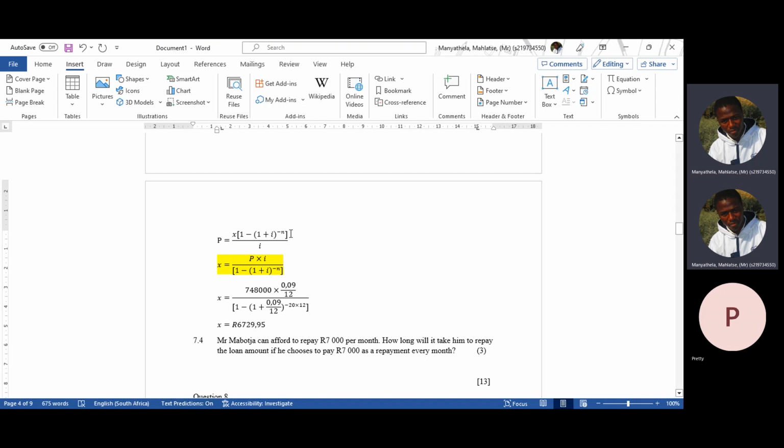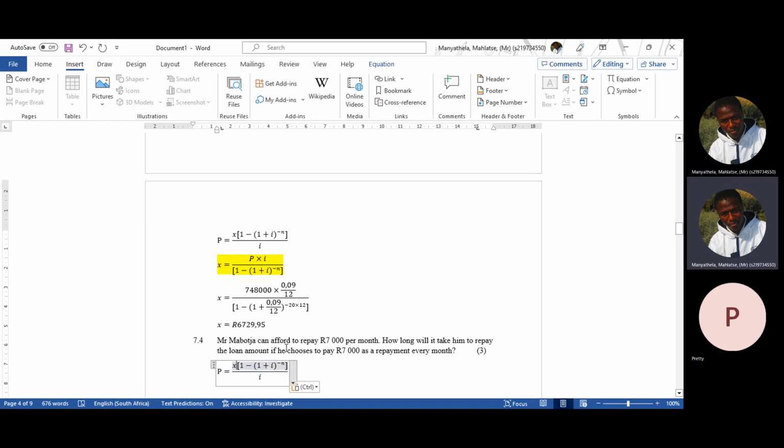Let me just copy the formula and then replace quickly. So X in this case will be our 7,000, right? We're still using the 0.09, because it's 9% compounded monthly, so it's over 12.